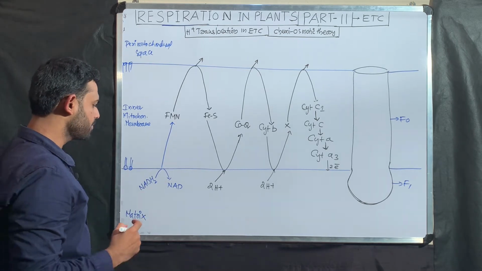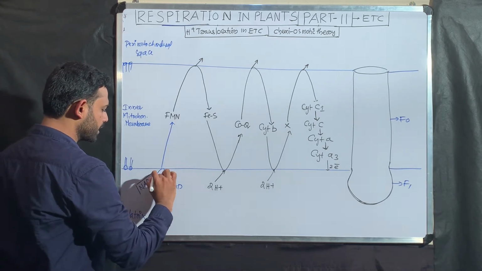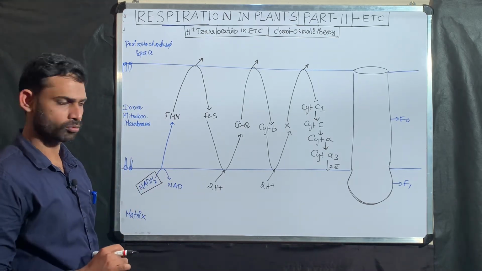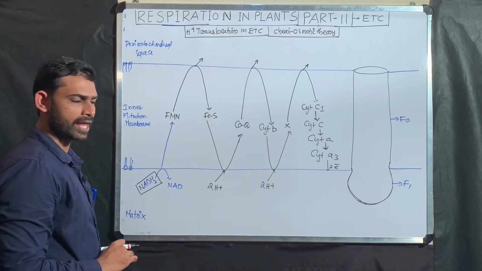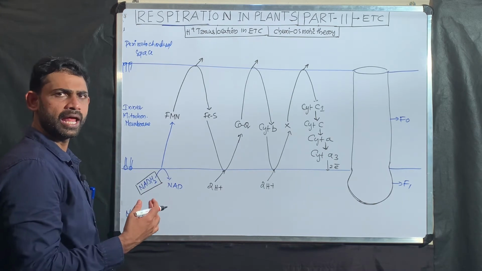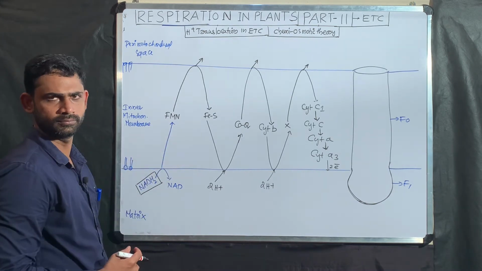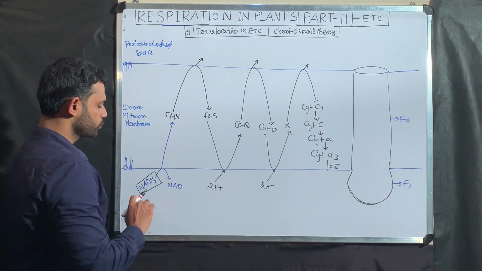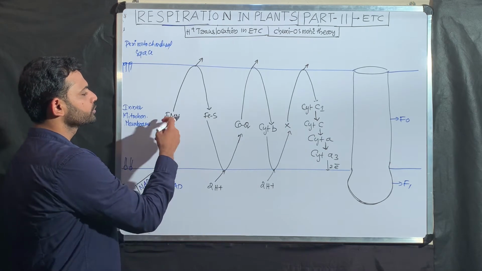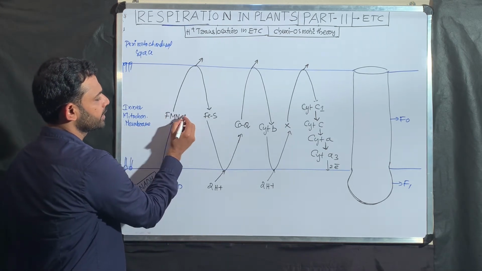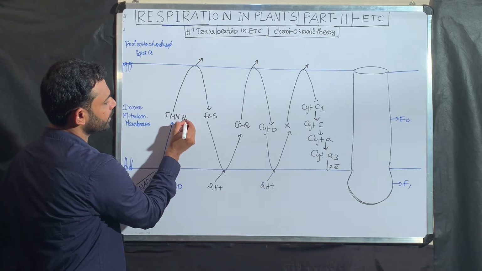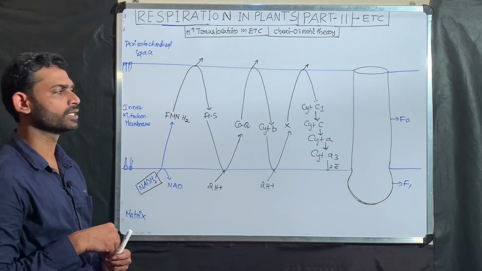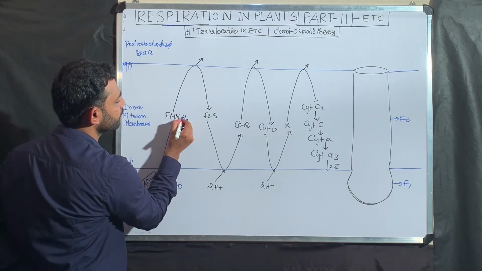Here, for the time being, I am taking the electron donor as NADH2. You can take FADH2 also. If the electron donor is NADH2, the electrons are first given to complex 1, to FMN. So NADH2 gives the 2 hydrogens to the complex 1 component, FMN. Then FMN is converted into FMNH2. That means FMN undergoes reduction.